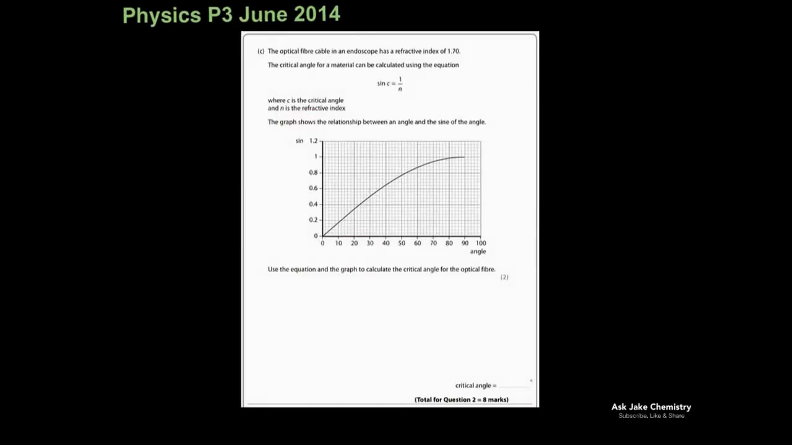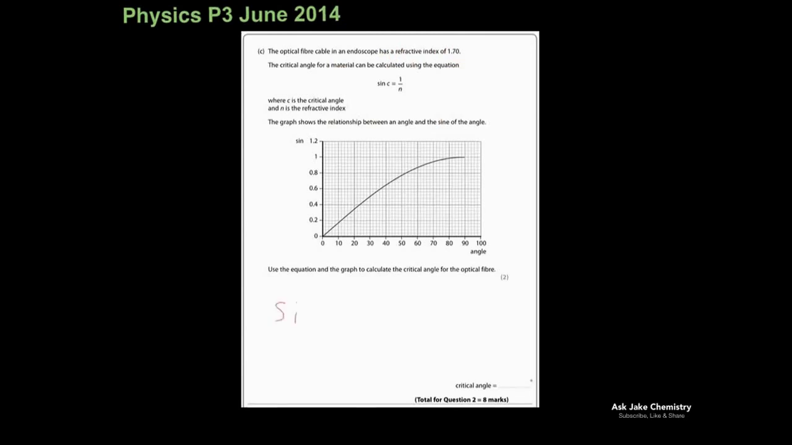The optical fiber cable in the endoscope has a refractive index of 1.7. The critical angle for the material can be calculated using the equation, and it gives you the equation right here, so you don't even have to go back to the first page. It also gives you a graph. Use the equation and the graph to calculate the critical angle for the optical fiber. When I first looked at this question, I was a bit confused because I didn't know how to calculate this. But actually, you don't need the graph. You can just put it inside the equation.